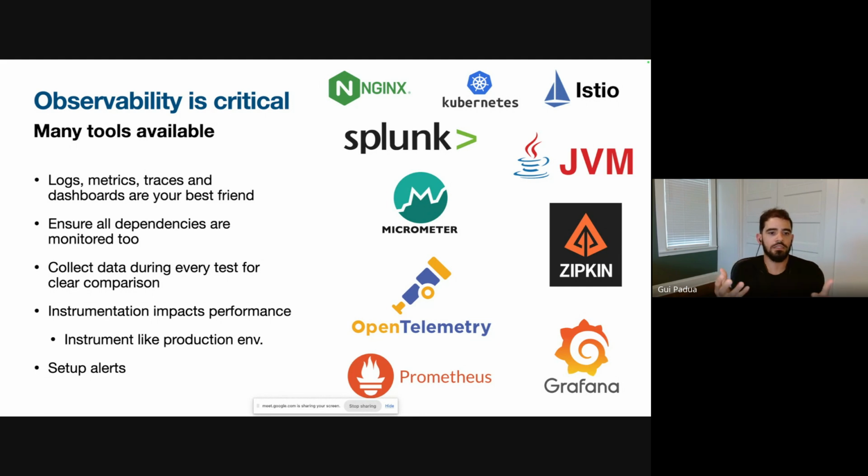You couldn't do the work without them, right? You can't really evaluate and do the tuning if you can't compare the results which you extract from these. I highlight as well that you should have some visibility on the dependencies, if possible, or a contact of someone that would help. We can collect the data on every test for clear comparison. To me, this was basically taking screenshots, and then you have them side by side and can see the difference. And you have to remember that instrumentation also has a performance impact.